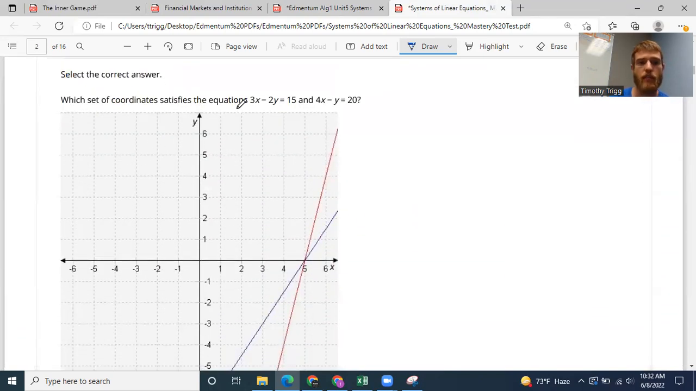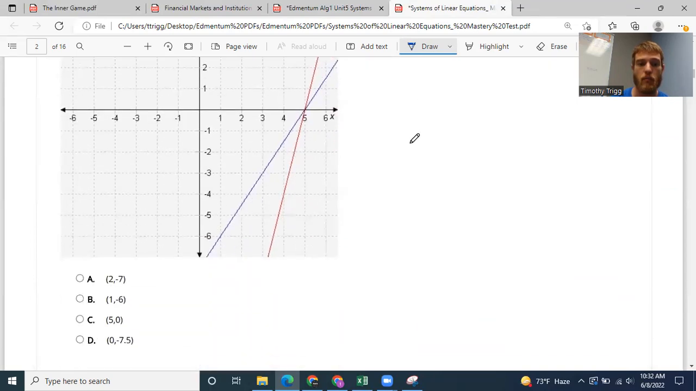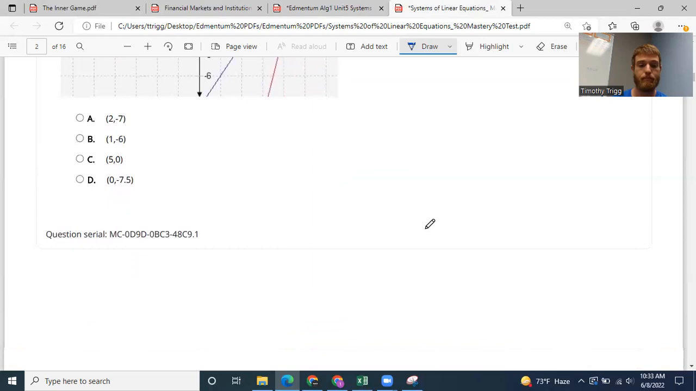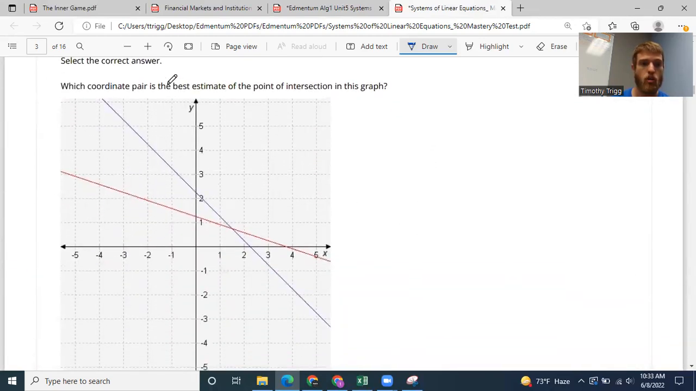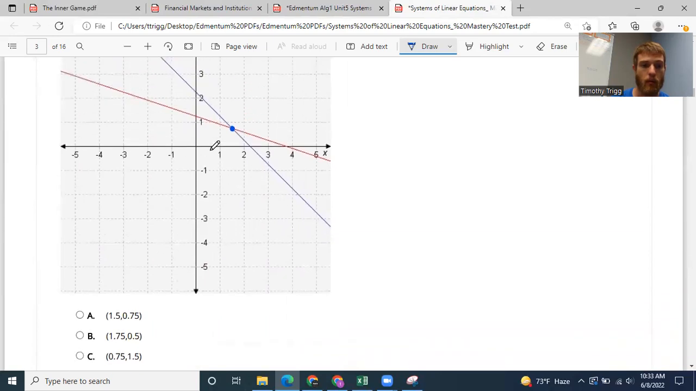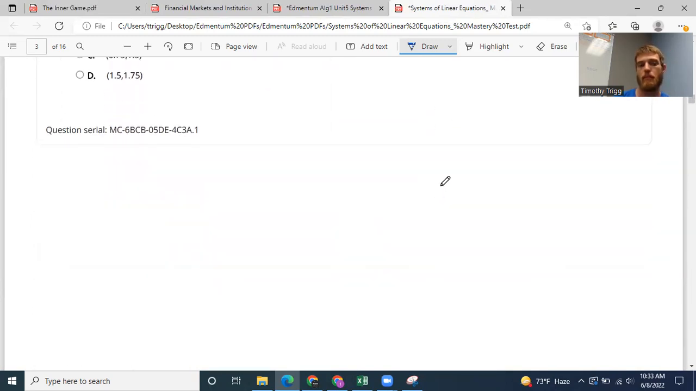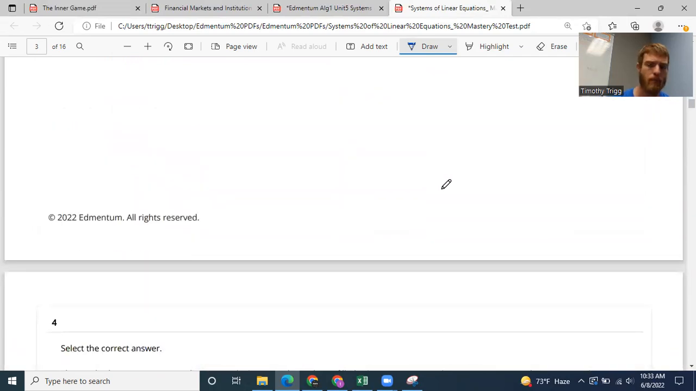Which set of coordinates satisfies this equation? In other words, where do the 2 lines cross each other? You can see in the graph where the 2 lines cross. So which coordinate point is that? Which coordinate pair is the best estimate for the point of intersection? So what is the best estimate for this? Well, if you think of this as 1 and this as 2, this looks like 1.5, comma, almost 1. So see which one makes the most sense for 1.5, comma, almost 1.